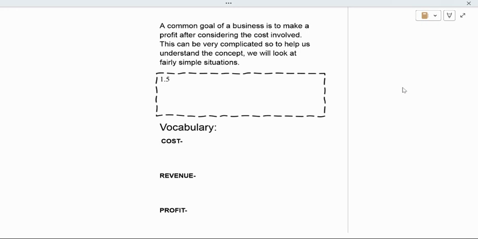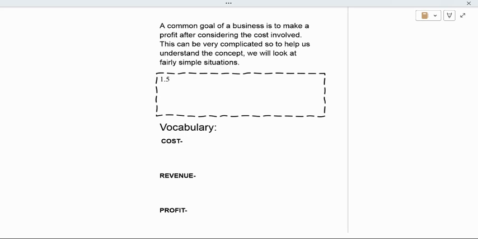Okay. So a common goal of a business is to make a profit after considering the cost involved. This can be very complicated, so it helps us to understand the concept by first defining our terms, and then looking at some simple situations. Your 1.5 I can statement, on your journals, right? Every time we do a journal, we have an I can statement. It's at the front of your index for unit 1. So I'm going to help you fill this one out.